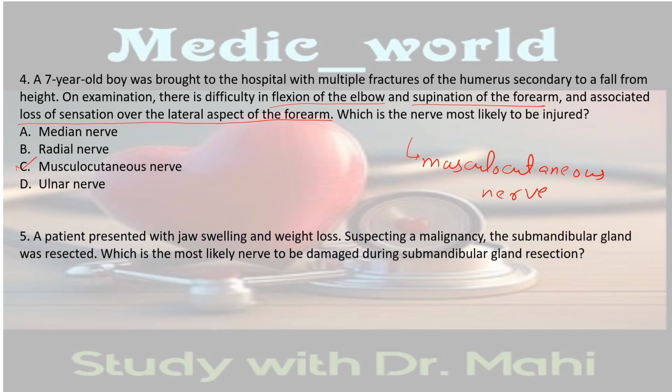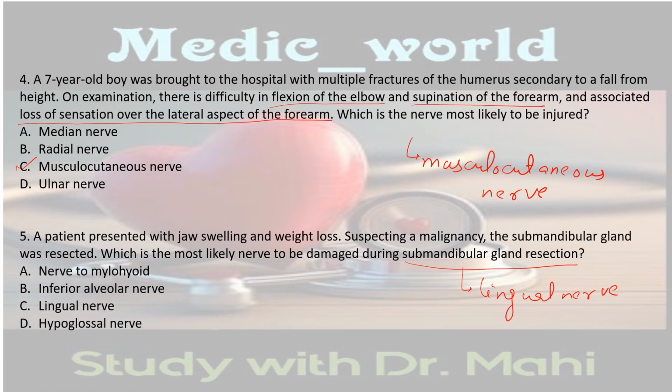Now the next question. A patient presented with a jaw swelling and weight loss. Suspecting a malignancy, the submandibular gland was resected. Which is the most likely nerve damaged during submandibular gland resection? As we know, the lingual nerve loops around the submandibular duct. Hence, it is susceptible to injury during submandibular gland resection. So, the answer to this question is option C, that is lingual nerve.